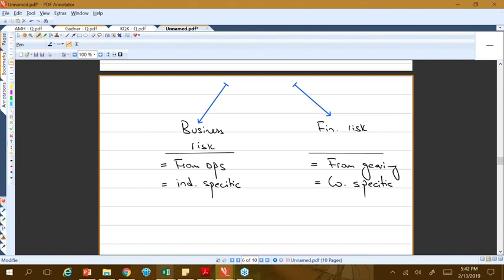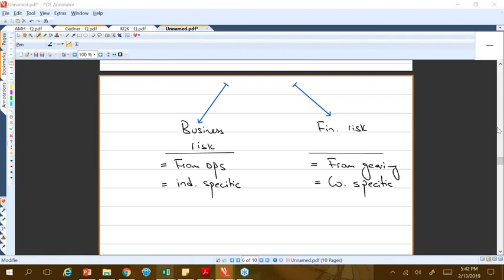Can you tell me by leaving comments in the question box which of these two risks can be zero? Is it the business risk which can be zero, or is it the financial risk which can be zero? So waiting for your answers here. Which of these can be zero? Is it the business risk or the financial risk?